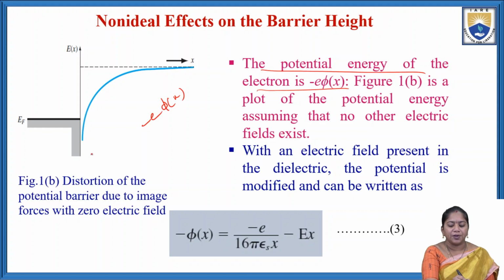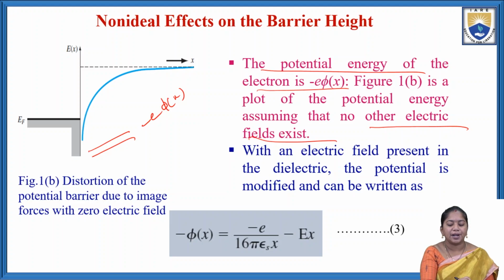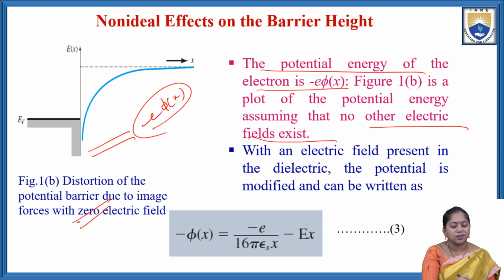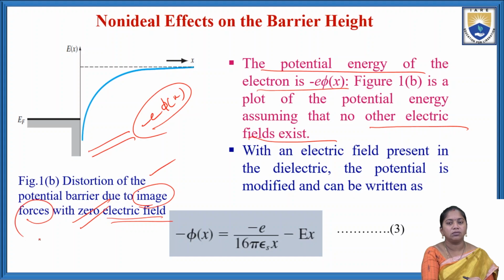Here the figure shows the plot of potential energy, assuming that no other electric field exists. In this figure there is no electric field, and the potential energy should be minus e into phi of x. The figure represents the distortion of the potential barrier due to image forces with zero electric field. Here the electric field is 0, but there is a distortion of the potential barrier due to the image forces, which is also known as the Schottky barrier lowering.